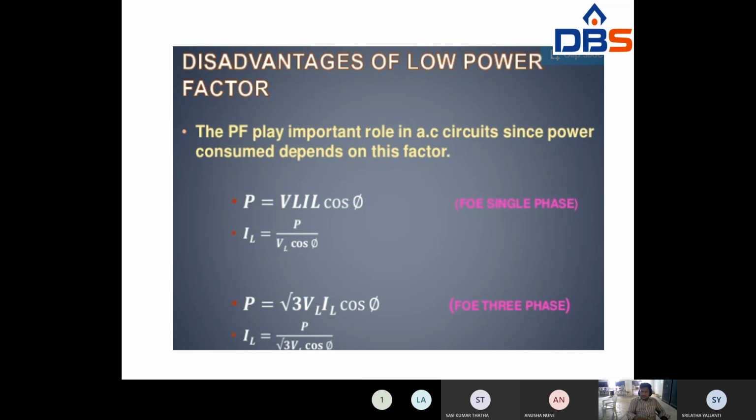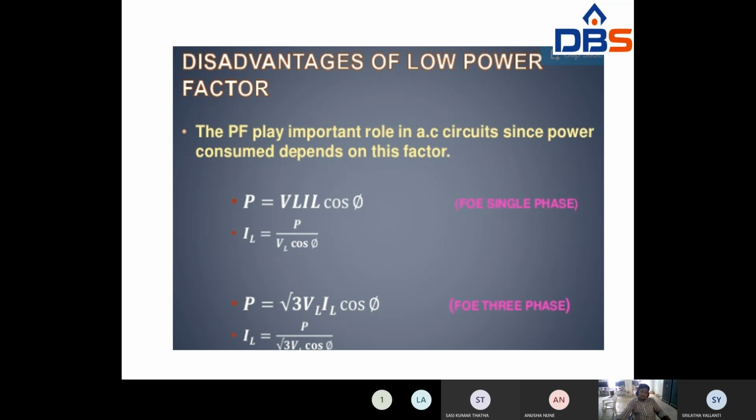So first look at the figure. The power equation for single phase is VL IL cos phi, for three phase it is root 3 VL IL cos phi, right? Therefore IL is equal to P by root 3 VL cos phi. So that means IL is inversely proportional to cos phi. Line current or load current is inversely proportional to the power factor, right?